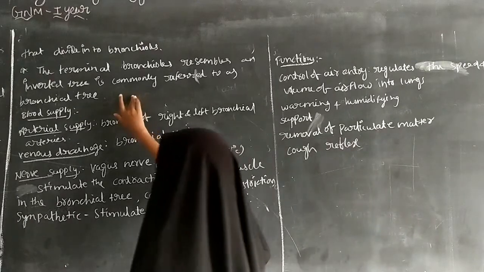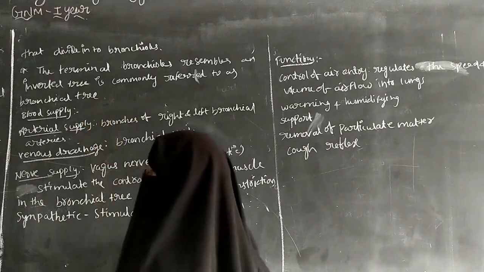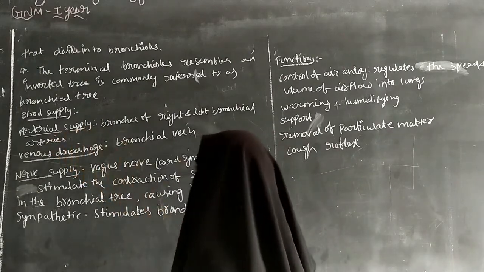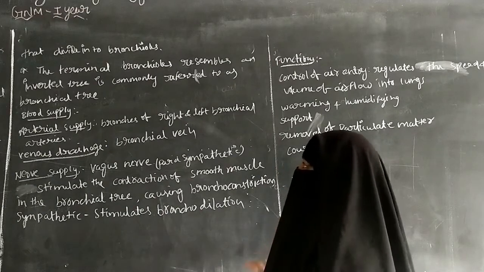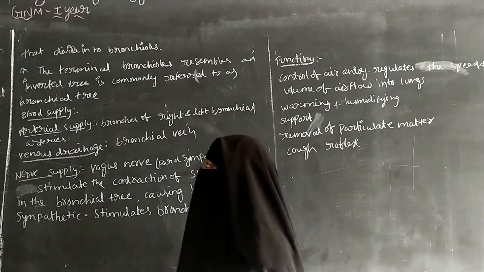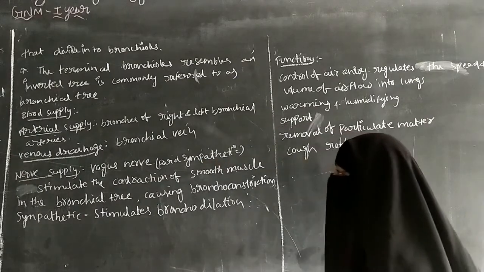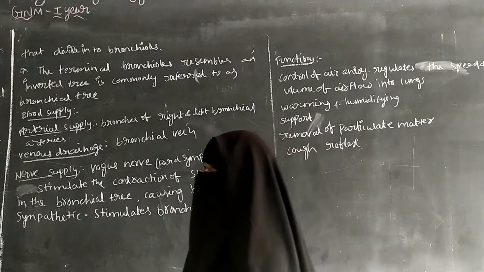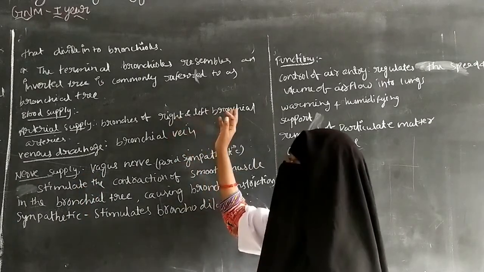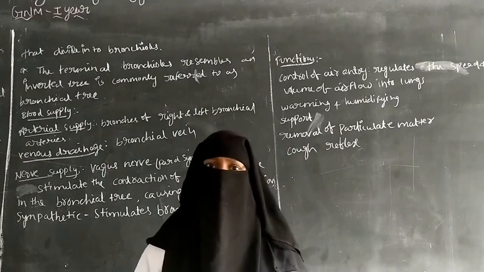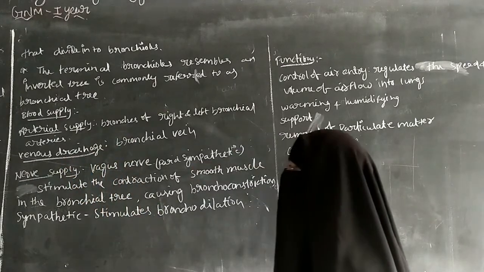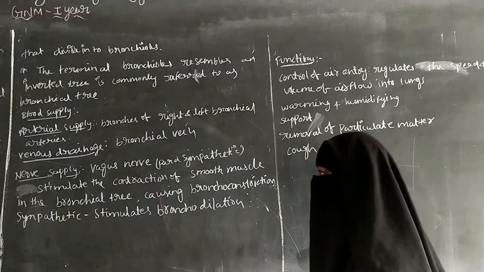Next is the blood supply to the bronchi and the bronchioles. The arterial supply comes from the right and left bronchial arteries, which branch to supply the bronchi and the bronchioles. And next is venous drainage. There is venous drainage through the bronchial veins from the lungs.